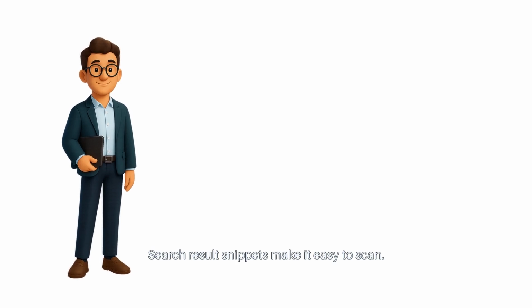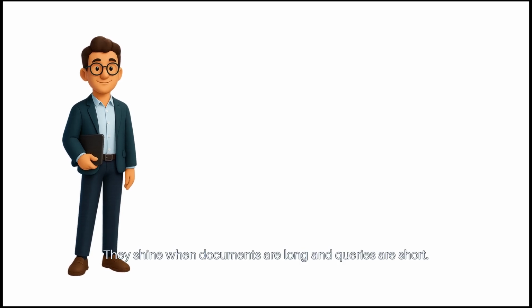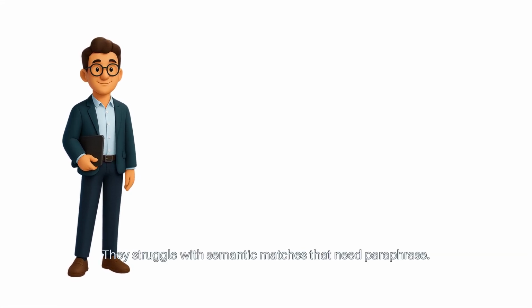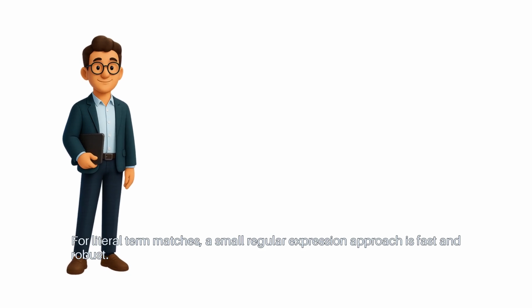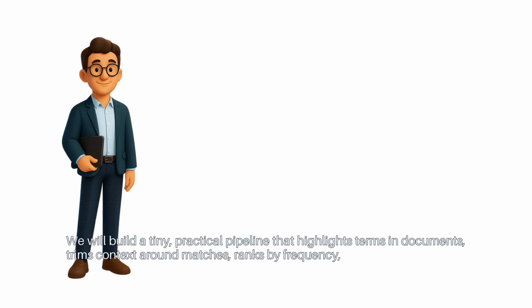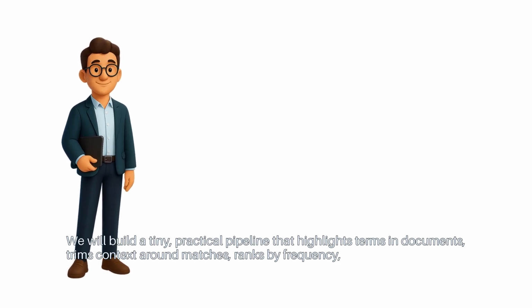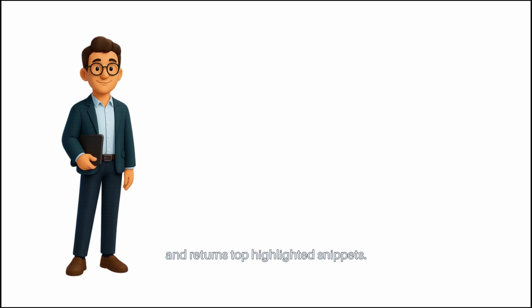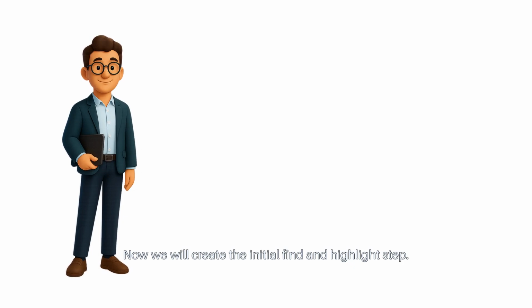Search results snippets make it easy to scan. They shine when documents are long and queries are short. They struggle with semantic matches that need paraphrase. For literal term matches, a small regular expression approach is fast and robust. We will build a tiny practical pipeline that highlights terms in documents, trims context around matches, ranks by frequency, and returns top highlighted snippets. Now we will create the initial find and highlight step.